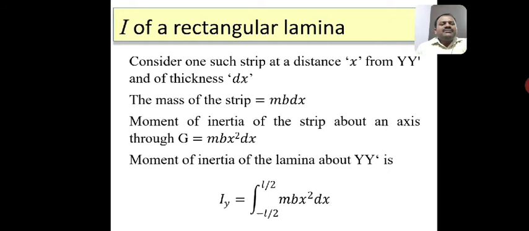Therefore, the moment of inertia of the strip about an axis through center and perpendicular to its length, that is yy dash axis, is equal to mb into x square dx, where x is the distance of the strip from the axis of rotation. The moment of inertia of the whole lamina about yy dash axis is Iy is equal to integral minus L by 2 to plus L by 2 mb into x square dx.